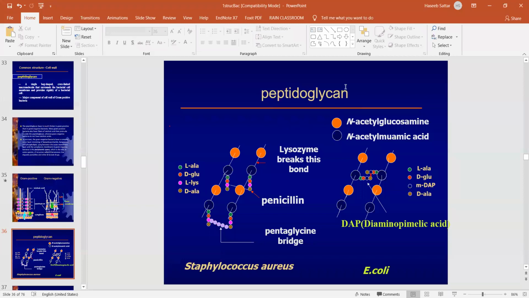Okay, so let's come back to the cell wall. Peptidoglycan, what is peptidoglycan? I told you it's a repeated unit. Pepti means amino acid, glycan means sugar molecule. So peptidoglycan is made up of sugar molecules as well as amino acids.